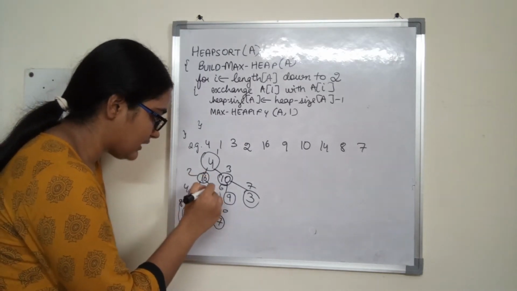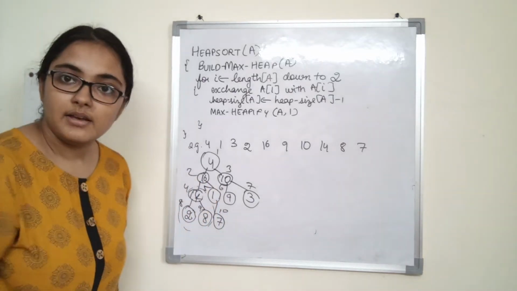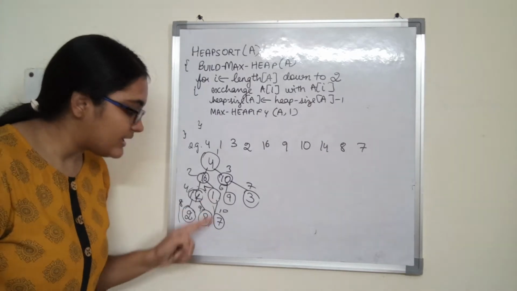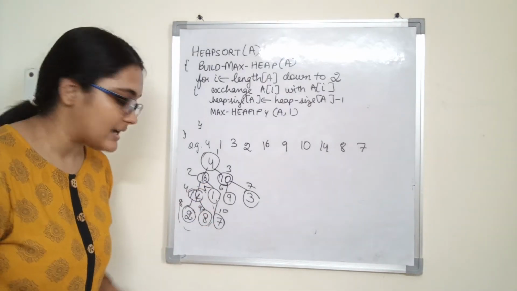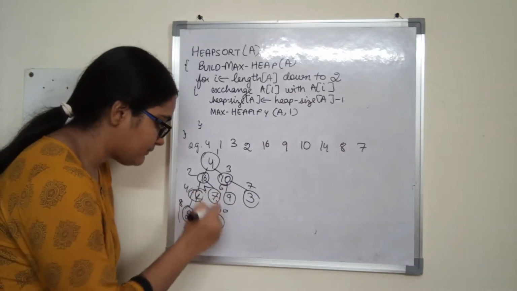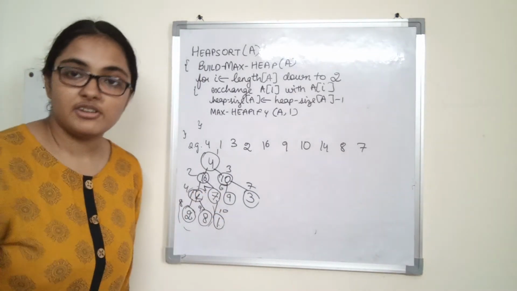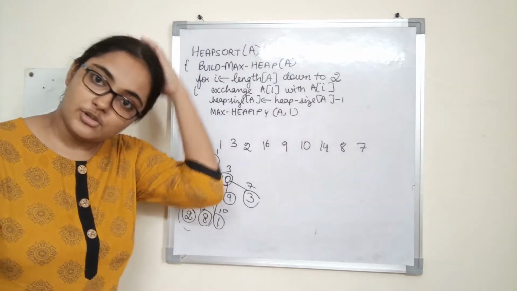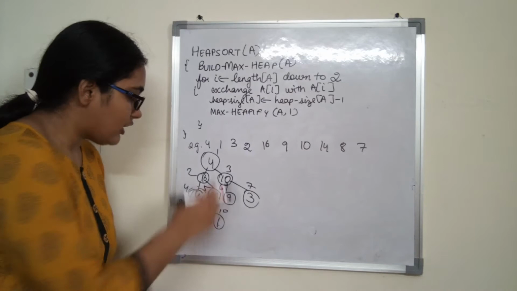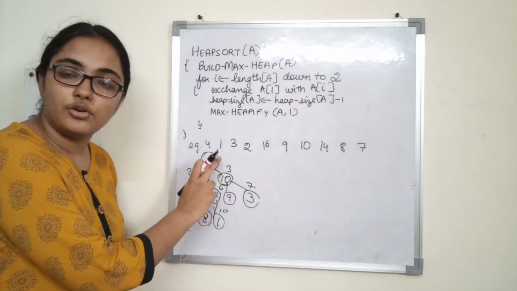16 and 1 is exchanged. Now we call max CP5 on this node. When we call on this node, out of 1 and 7, which one is the maximum? 7 is the maximum, so 7 will go there and 1 will come here. And when we call max CP5 only, if it will not result in anything new, it will remain as it is. Now we call it on this one node, that is node with index 1.